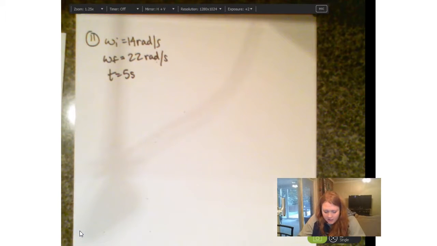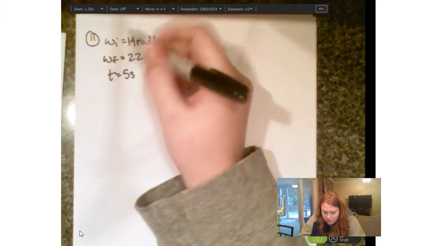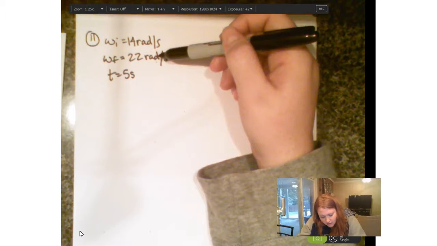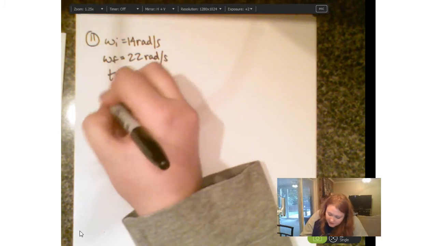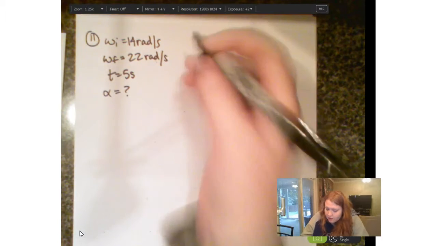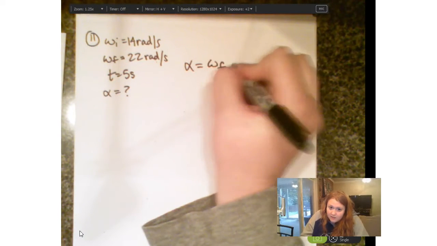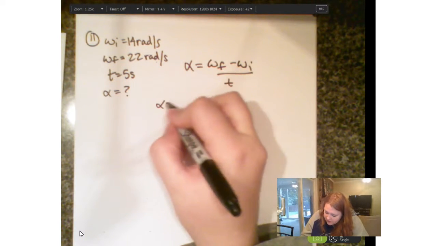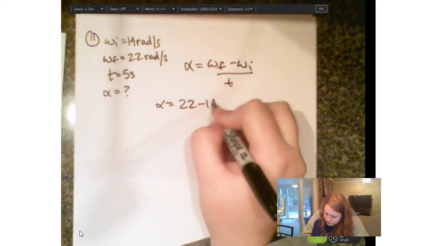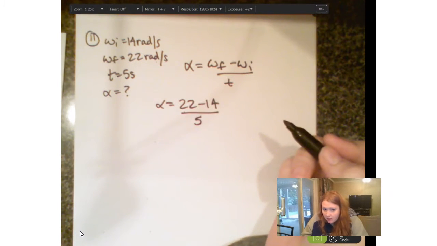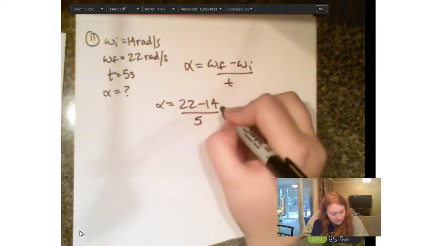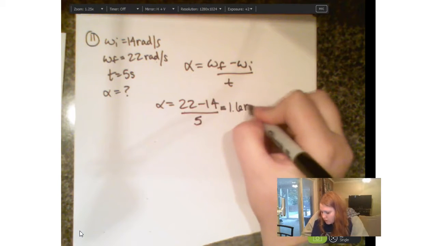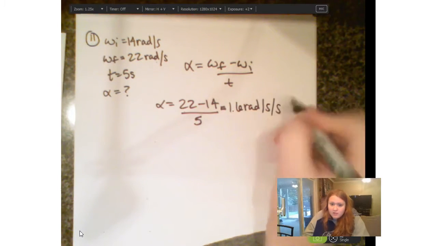Here for number 11, I went ahead and wrote my known variables. The problem tells me that we start at 14 radians per second, we end at 22 radians per second, and it's basically just asking for alpha. So I'm going to use the equation alpha equals omega final minus omega initial over time. So alpha then equals 22 minus 14 over 5 seconds, and that should give you about 1.6 radians per second per second.